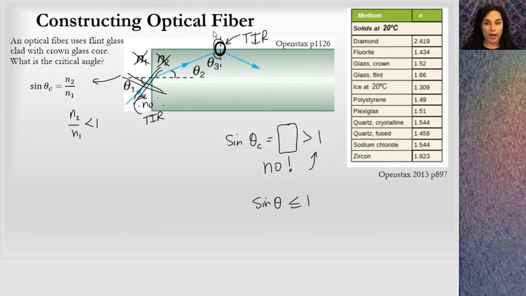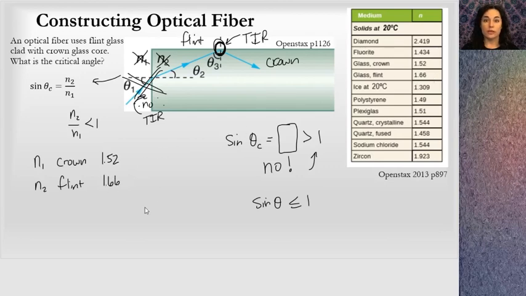So when I look at this picture, inside is the core, so this is going to be crown glass inside here. And outside is going to be the flint. And I can properly identify N1 and N2 in here. N1 is the first material, which is crown glass, and N2 is the second material, which is flint glass. So I can look over here. Crown glass has 1.52 and flint glass has 1.66.